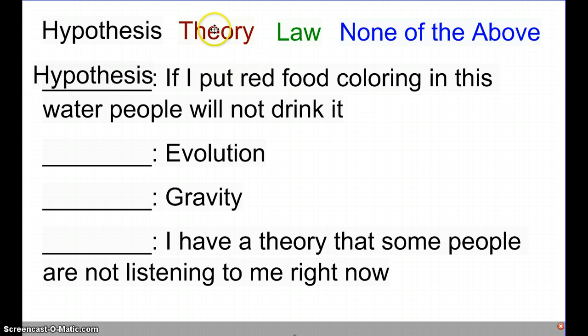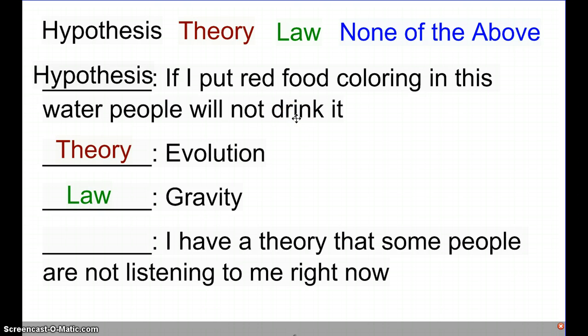Evolution is a theory. It is not universally accepted, and it has not been proven to be true yet. However, it is a comprehensive explanation of many hypotheses. And then there's gravity. Gravity has been universally accepted.